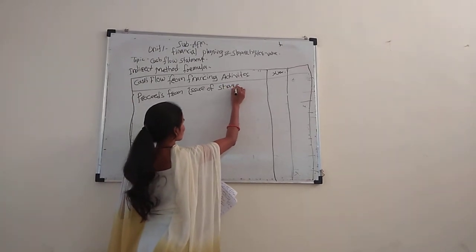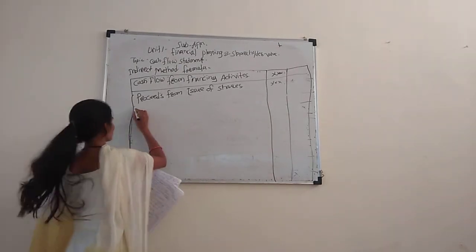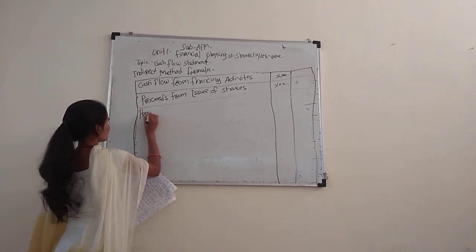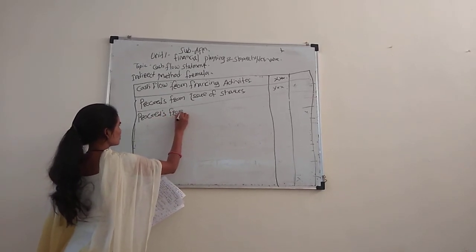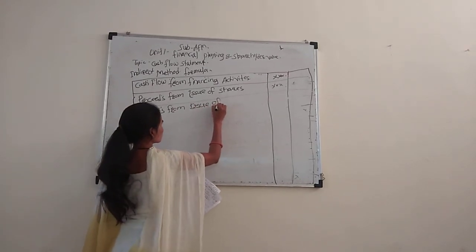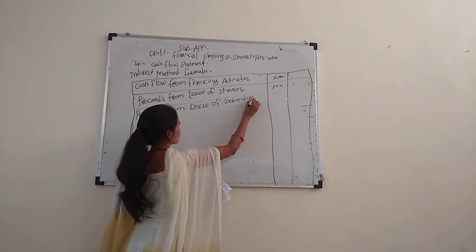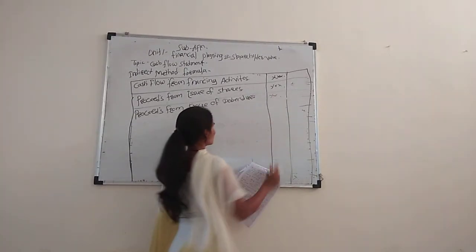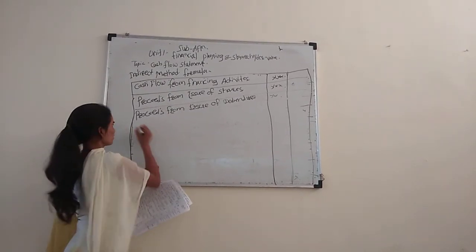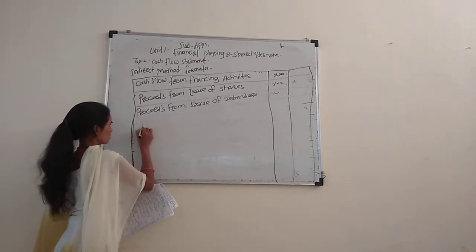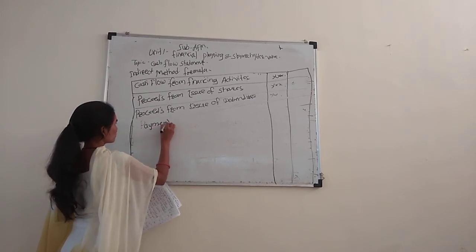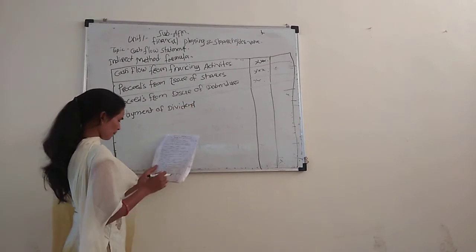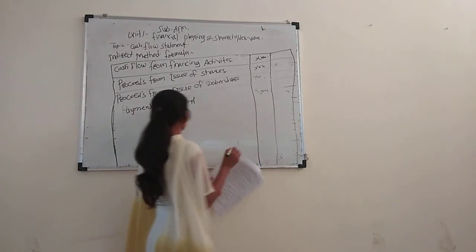Proceeds from issue of shares, amount in this column, and next is proceeds from issue of debentures, this amount, and next is payment of dividend, in this column.